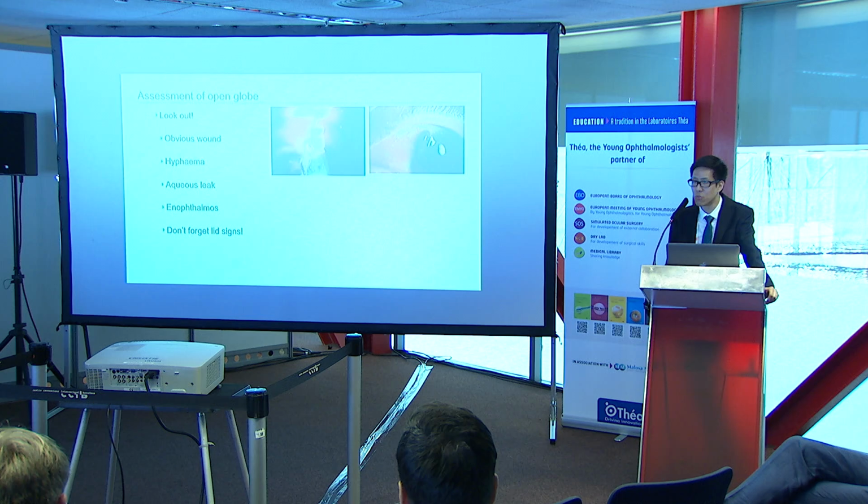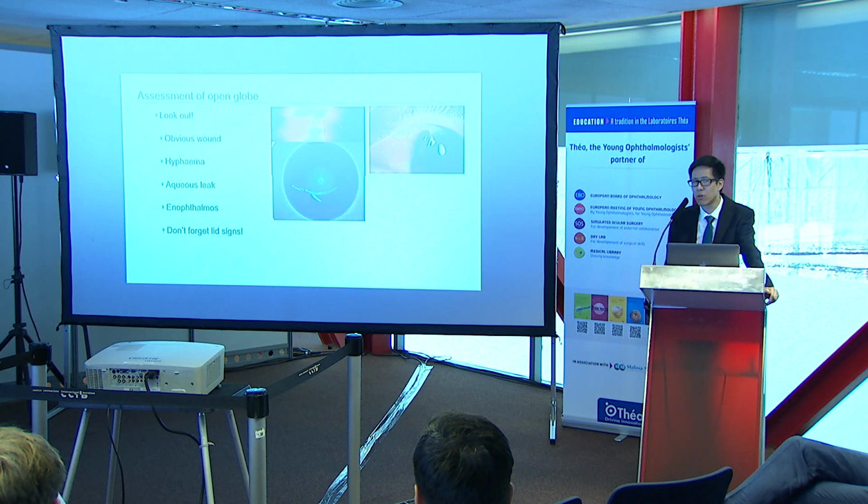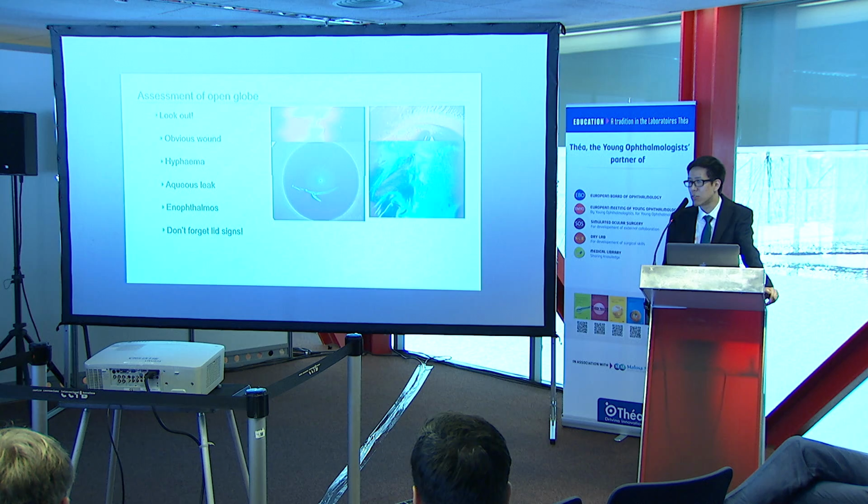There are times when things are not so obvious, okay? So for example, you may have a hyphema with or without a corneal wound. When you see a hyphema, just think a little bit: is it an open globe in the anterior segment, or could it be something else that's hiding maybe in the posterior segment? Sometimes aqueous leak is not very easy to spot, okay? The Seidel test is very useful in this case.